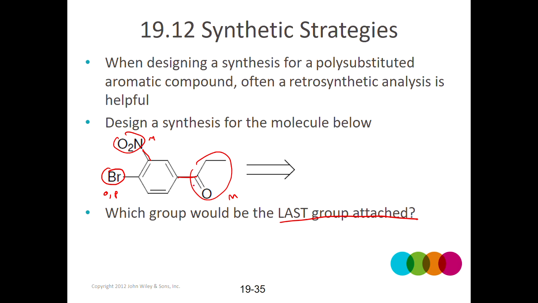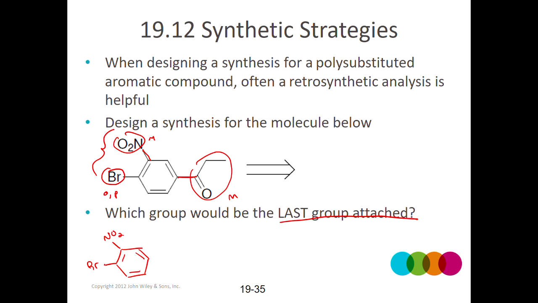To answer that question, I can imagine, well, what if these two groups were here? Would they direct the last group into the correct position? Yeah, because the bromine would direct this ortho to it, or para to it, and the nitro group would direct it meta. So if I had the bromine already here, and the nitro already here, would that work?